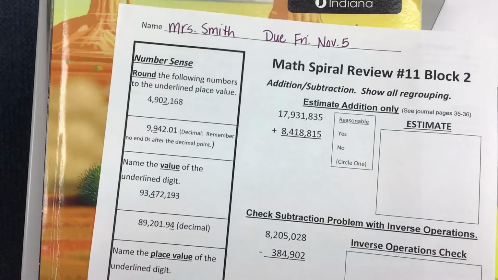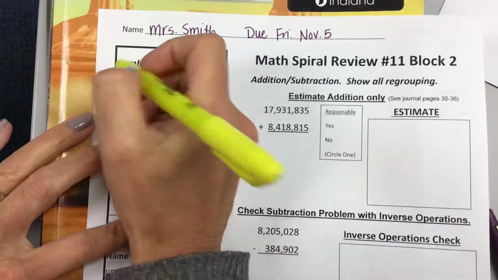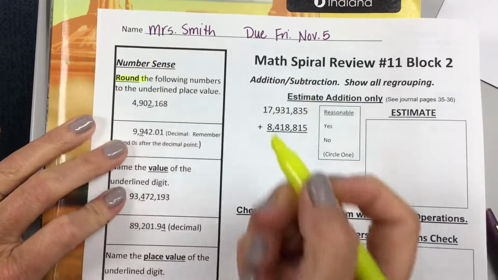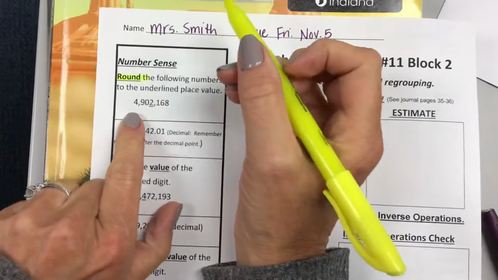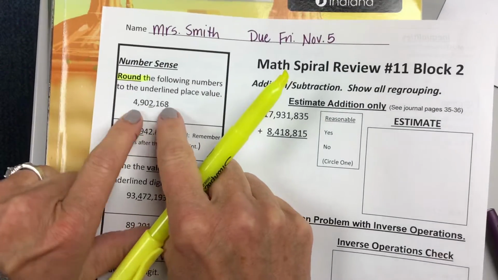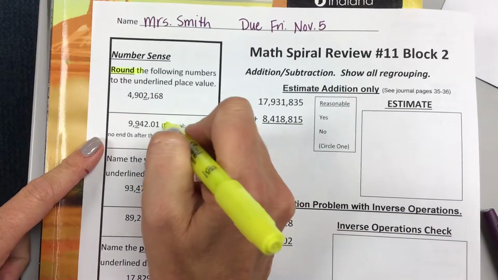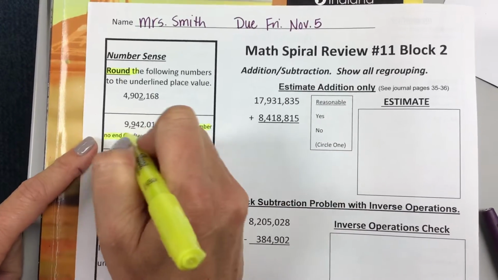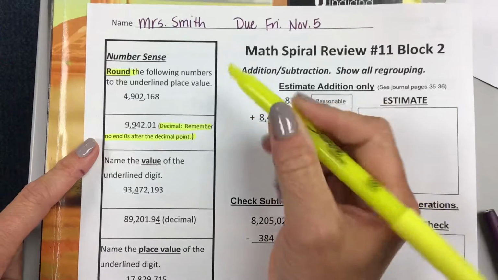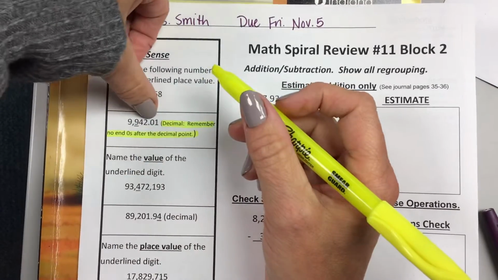Over in the number sense column, the first question says to round. Don't forget when you round that your number should have the same number of digits as this number. When we round this number, it's a decimal, and there's a friendly reminder: no end zeros after the decimal point.